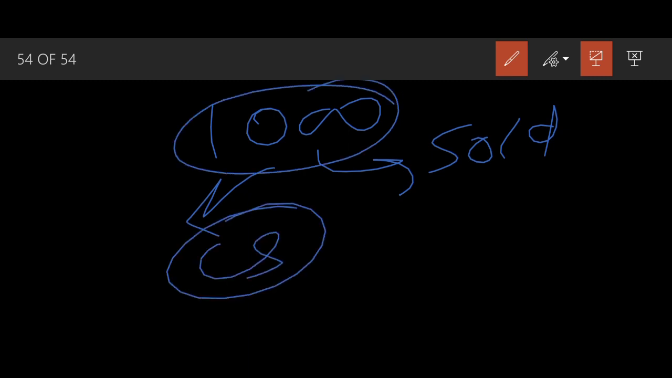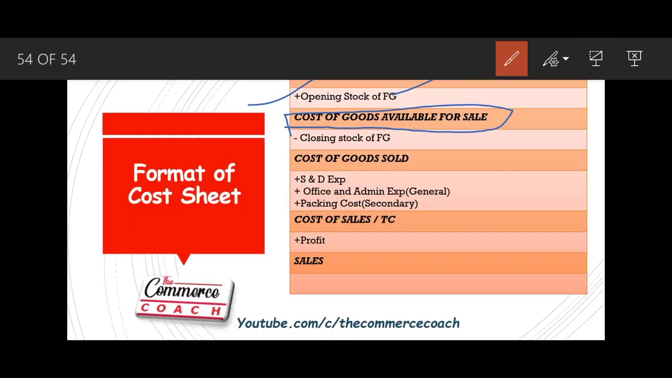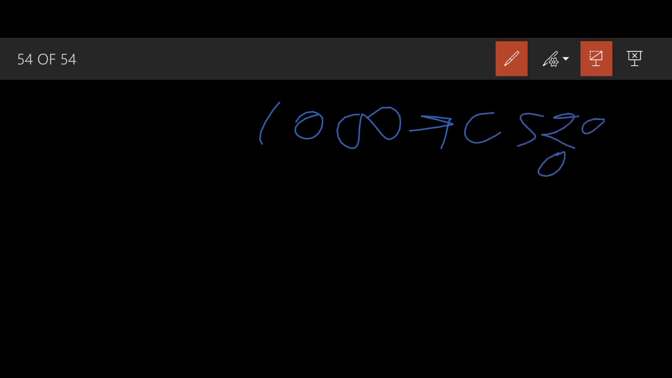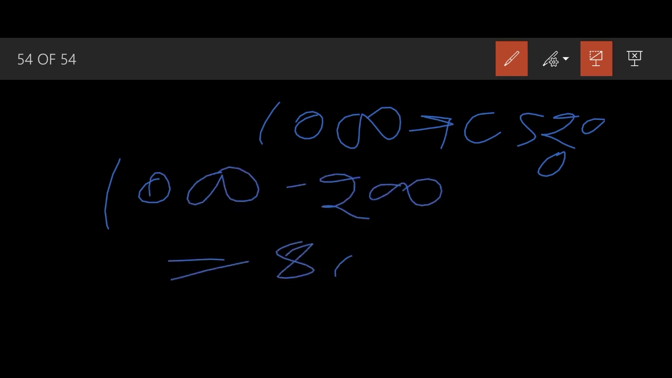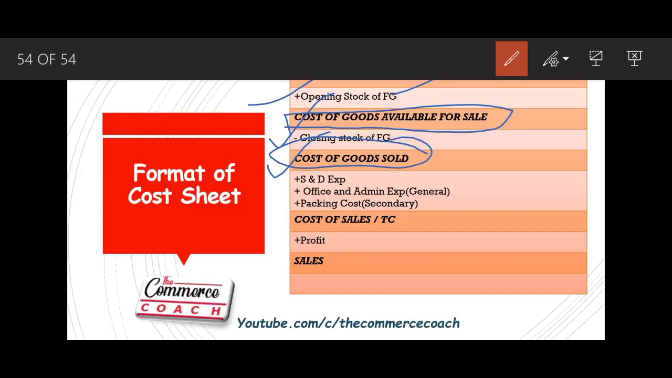So this is the cost of these 1000 units. Some units will be sold and some units will remain as closing stock. So if you subtract the closing stock of finished goods, you will get cost of goods sold. Say you have prepared 1000 units and you know that closing stock is 200. Then how many units have you sold? If you deduct 200 from 1000, you get 800 units sold. Same applies here. If you subtract closing stock from cost of goods available for sale, you will get cost of goods sold.